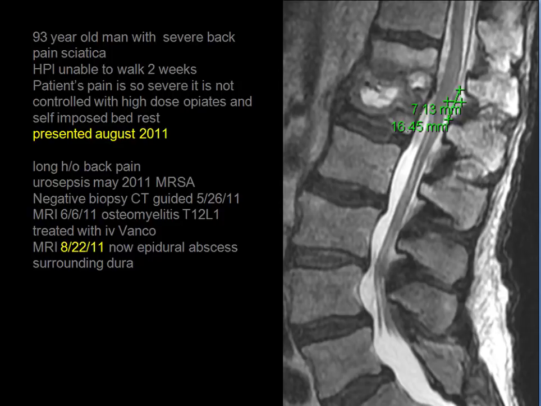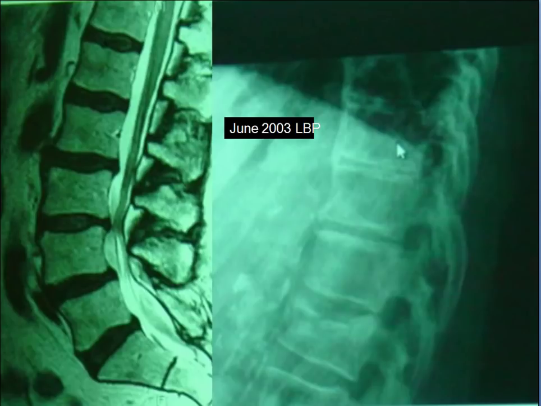Now his history is he had low back pain a long time, for 10, 15 years. He got uroseptic in 2011, had a CT guided biopsy in May, which showed an infection, and he had a diagnosis of osteomyelitis treated with vancomycin. He was on vancomycin for 2 months, but now the infection is just rip-roaring. You can see it's in the vertebral body, 5, 4, 3, 2, 1 at T12-L1, and it's all the way around the dura. He can't move.